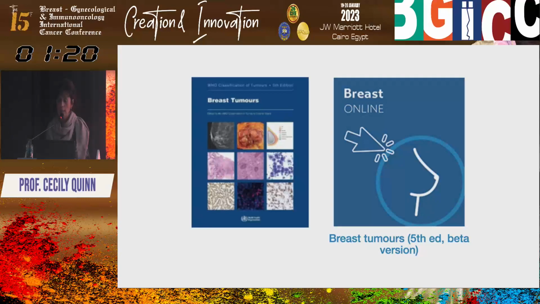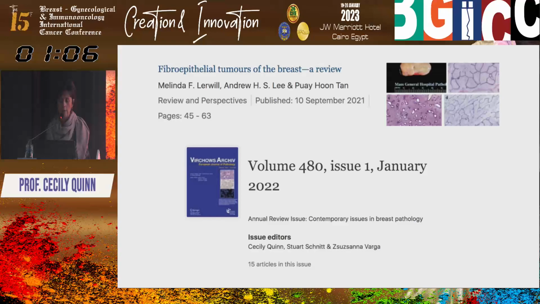I think the subject is very well updated in the WHO 2019. I love the online edition. It's so easily accessible and gives you very nice images that you can magnify, etc. The topic has also been very nicely updated in the Virchows Archiv Breast Edition by Puay Hoon Tan, Andrew Lee, and Melinda Lerwill, and certainly that's worth a read.